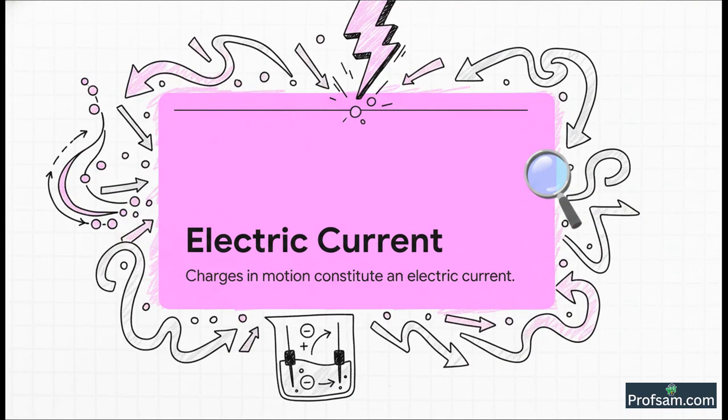Right, now this is super important for your exam. This is the exact definition from your NCERT textbook, and you should remember it just like this. Charges in motion constitute an electric current. That's it. It's simple, it's precise. Anytime, anywhere you have charges that are moving, not just sitting still, you've got an electric current.